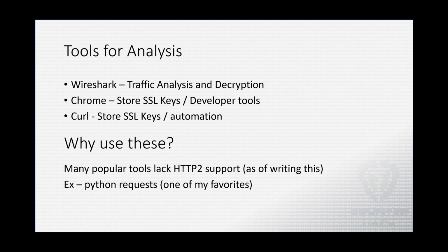The benefit of Chrome is you can interact with the website. You can use things like developer tools, which makes interacting with a website a lot easier. Curl obviously can be used to help automate command line interaction. Again, you can script things up. Like maybe you had an API that was HTTP2 enabled and you needed to automate a task, but also store the SSL keys for debugging later.